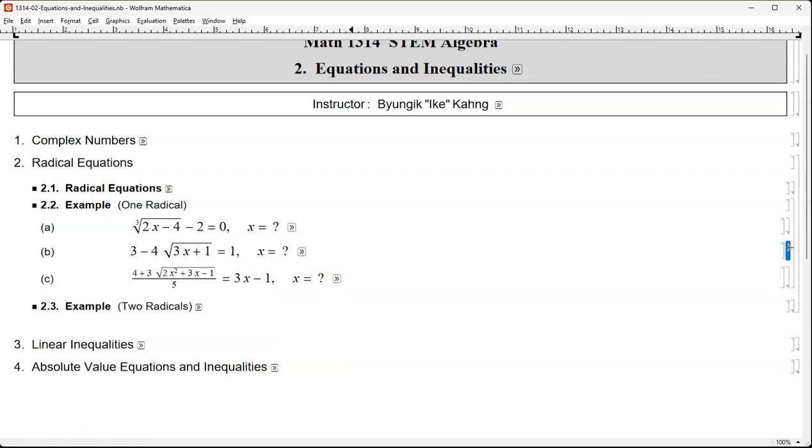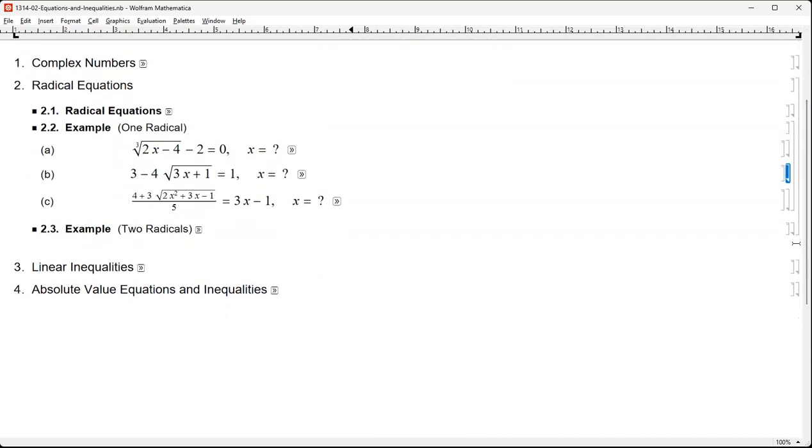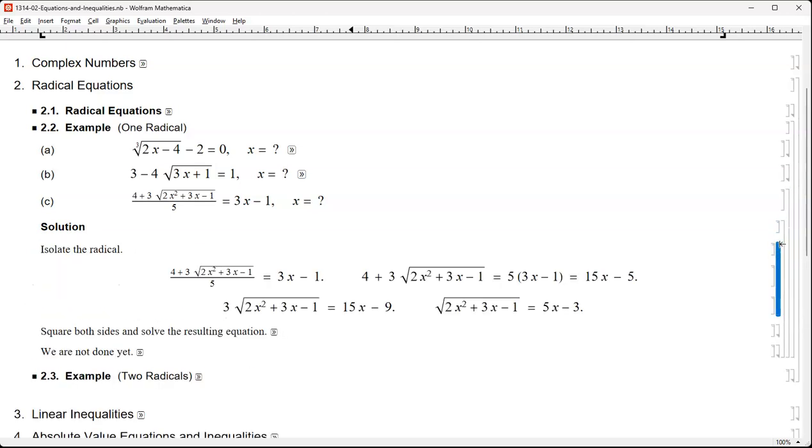You may have to do some work checking the possible invalid solution. This one, on the other hand, was a major pain in the rear end. Why? Because we have an x expression outside the radical as well. So isolate the radical, and when you take the square of both sides, I have to take the square of this one.